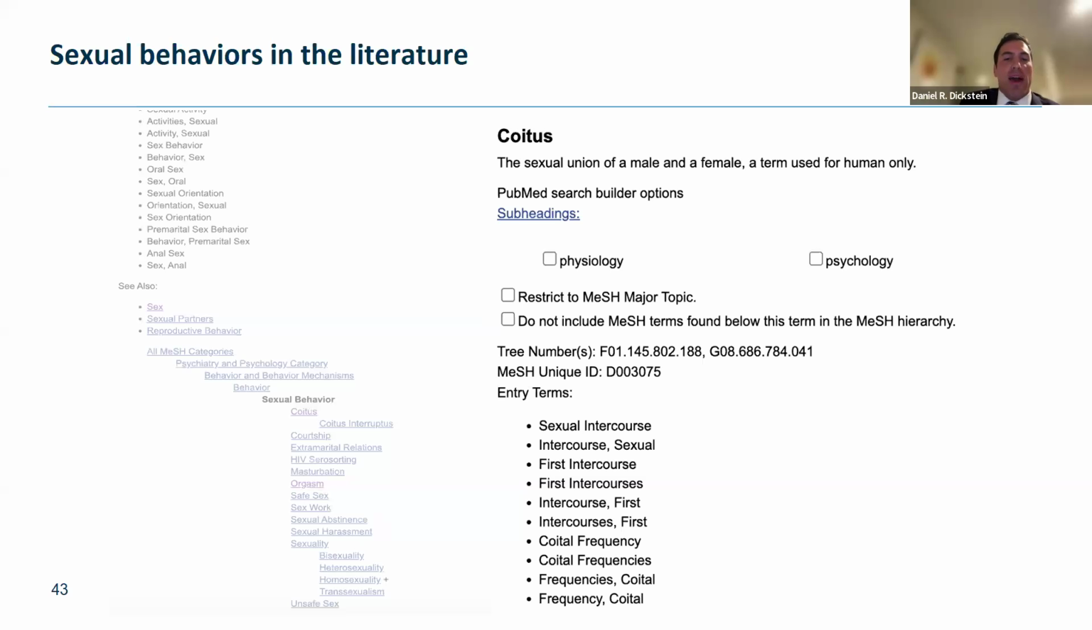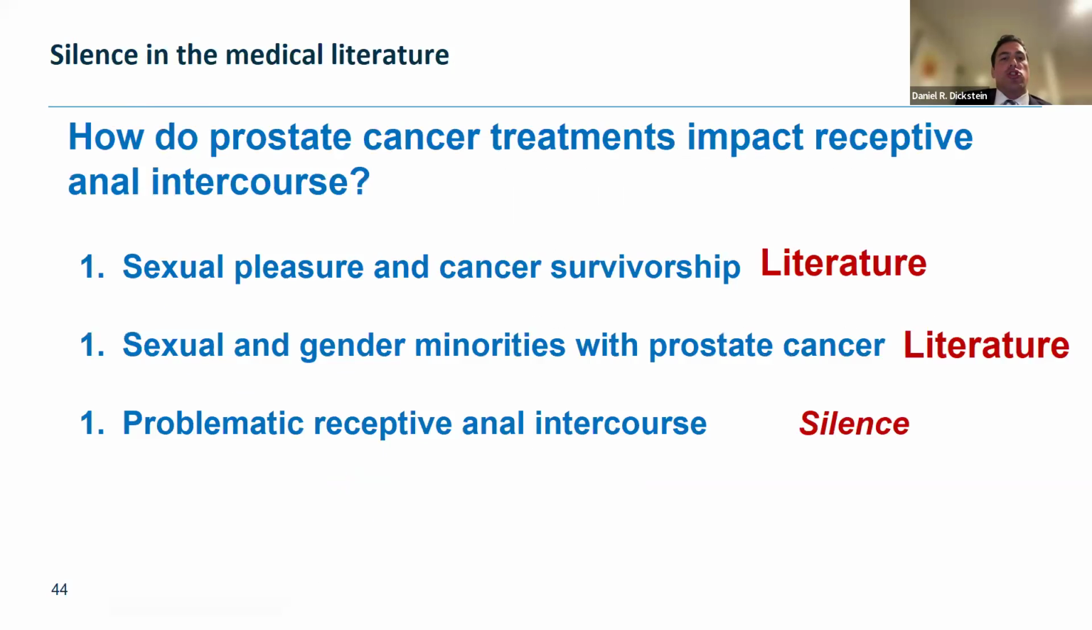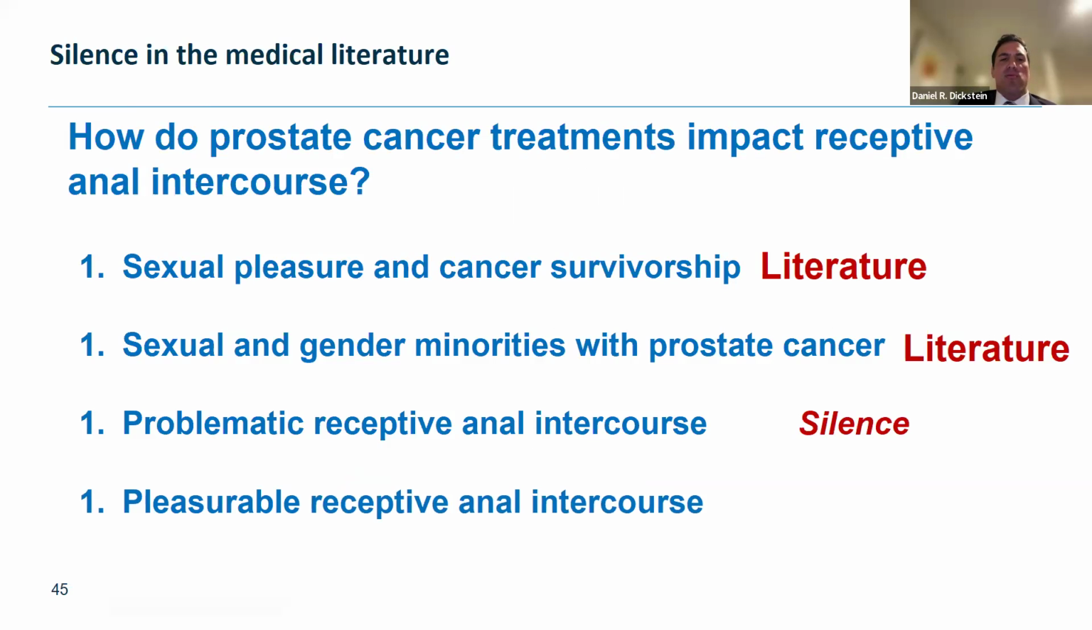Just for everyone out there, in MeSH and PubMed, the MeSH term for coitus actually says the sexual union of a male and a female, a term used for humans only. This is how PubMed defines coitus, which is quite exclusionary. So there was really silence in the literature on problematic receptive anal intercourse. And what about pleasurable receptive anal intercourse? Maybe I could understand how prostate cancer treatments impact receptive anal intercourse if I understood the basics. And there was silence.